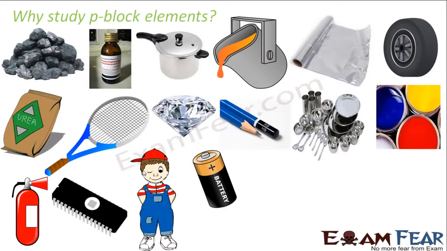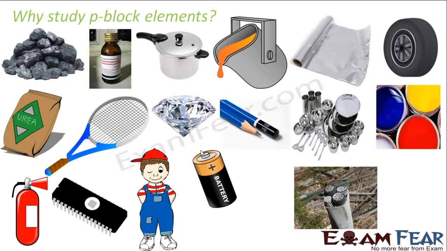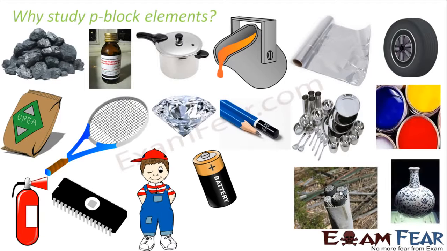The battery, earlier lead was used, but now graphite is used. Here also the p block element, carbon, is used. The heavy wires are made of aluminum because conductivity is more. So here also the p block elements are used. If you talk about porcelain, there also p block elements are used to create it. In nuclear reactors, p block elements are used to control the speed of the neutron.